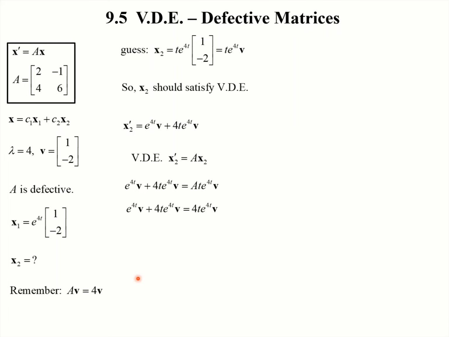The next thing I'm going to do is realize that I have 4t e to the 4t v on both sides of the equation, so I will subtract that from both sides. And so I have e to the 4t times v equals 0. Well, e to the 4t could never equal 0, so v would have to equal 0. And v equaling 0 is telling me that my eigenvector is 0, but by the definition of an eigenvector, it cannot be 0. This gives us a contradiction. So our guess was bad.